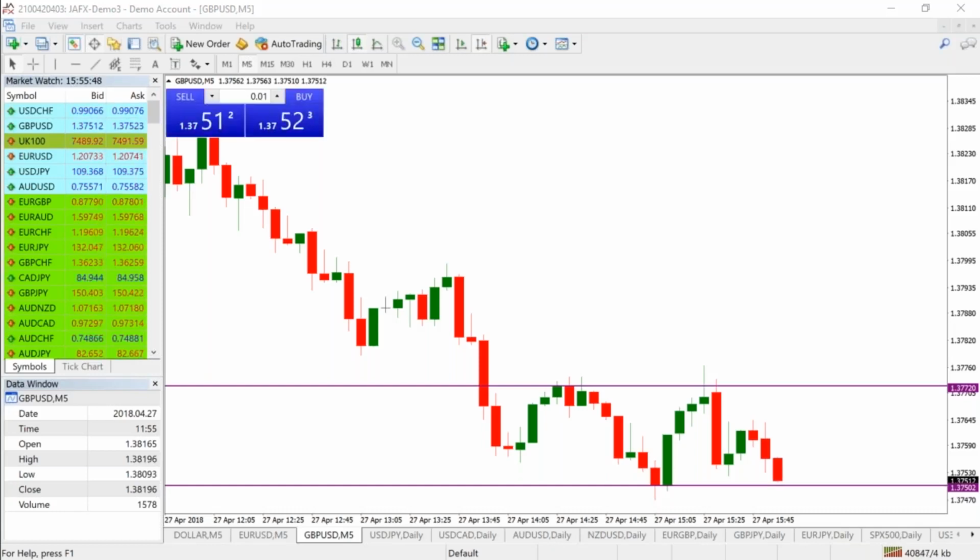So we only have a 22 pip range, and the 50 levels can be psychological levels as well. So if you get a confirmed break, you might want to take an opportunity to the downside in the pound dollar. So we'll monitor this very, very closely.